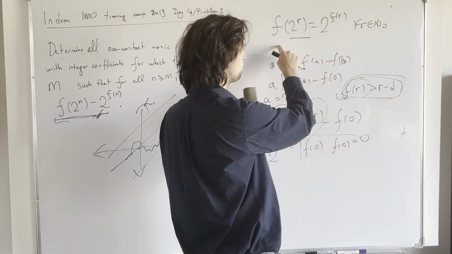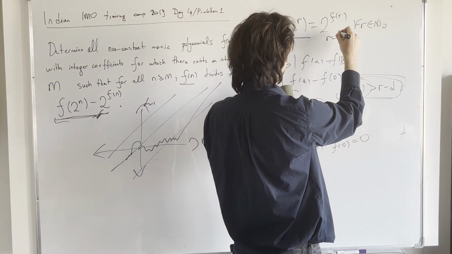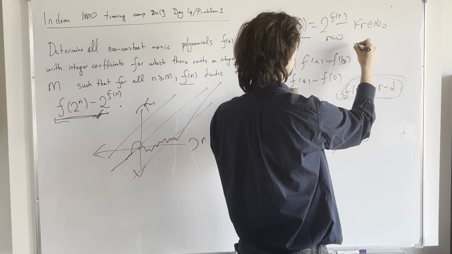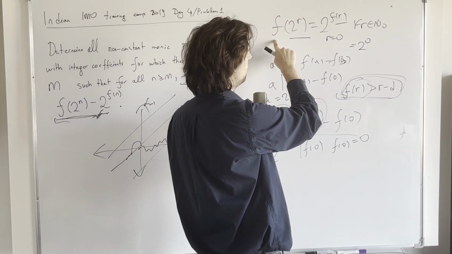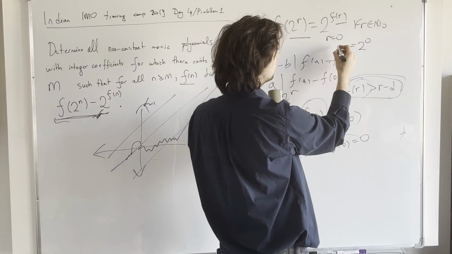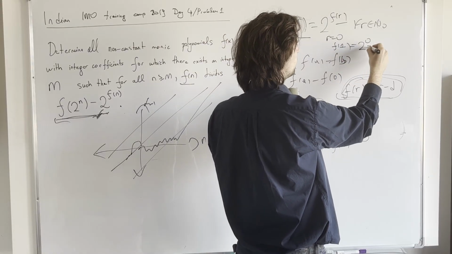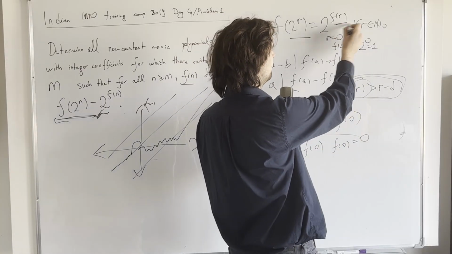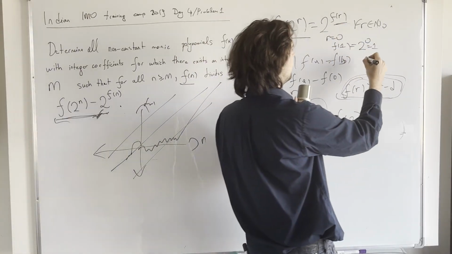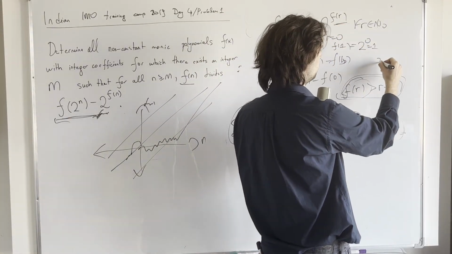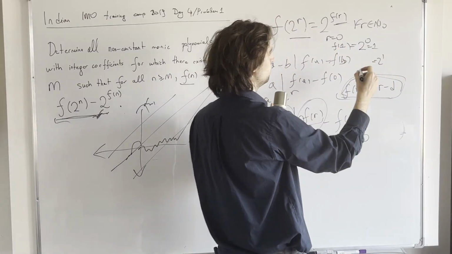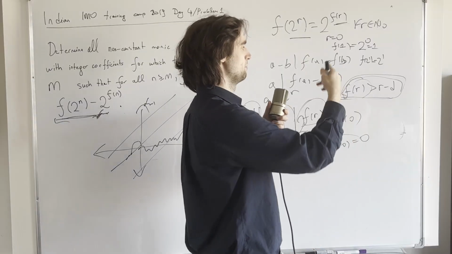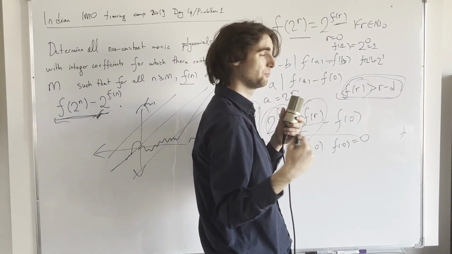And the answer is, okay, now if I plug in r equals 0, I'll get f of 0 is 0. I get 2 to the 0 is equal to f of 2 to the 0, which is f of 1. So f of 1 is equal to 1. And now what do I plug in next? I plug in r equals 1. And I get 2 to the first is equal to f of 2 to the first, or f of 2 is equal to 2.